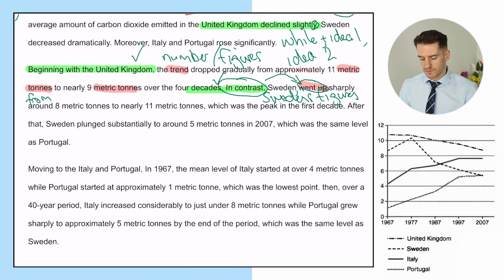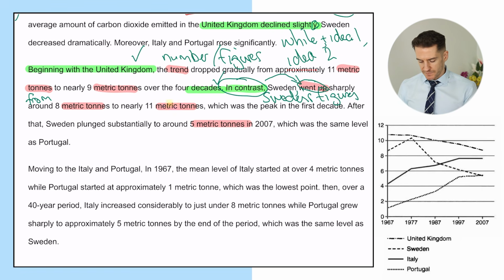And again, there's a lot of repetition here, metric tons. So this is an issue. And if we just read ahead quickly, we've got metric tons again. So the writer should try to think about how they can reduce the amount of repetition that they have in their answer.